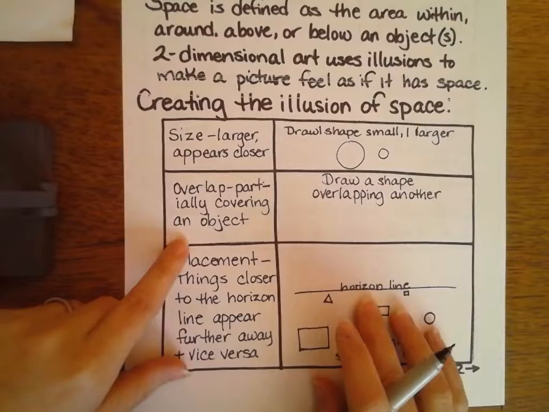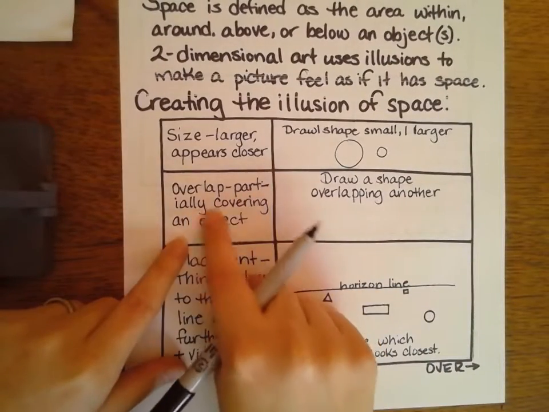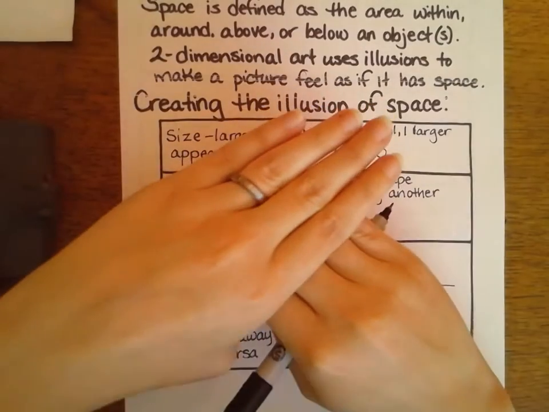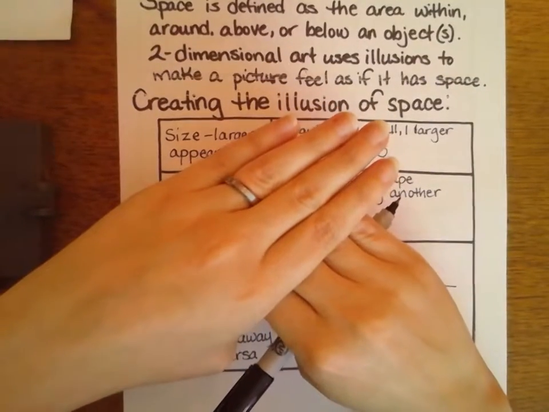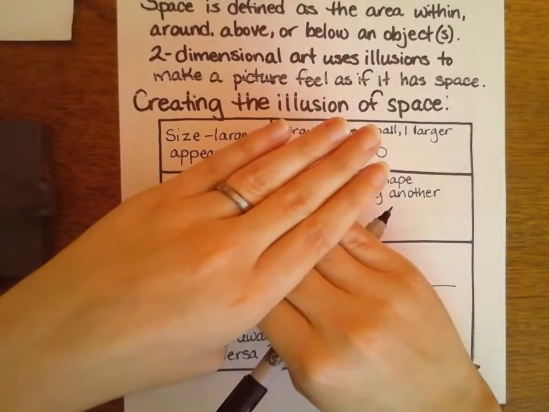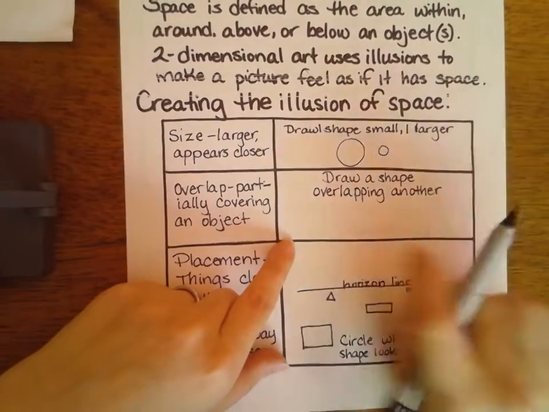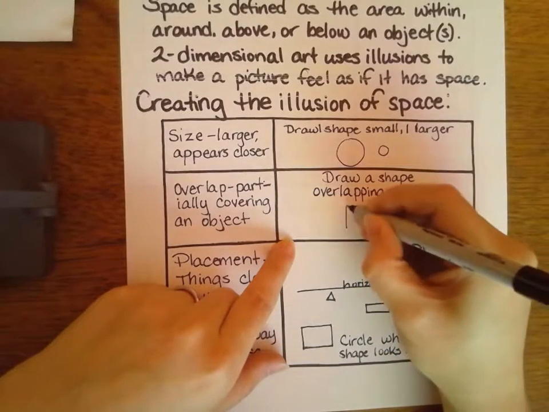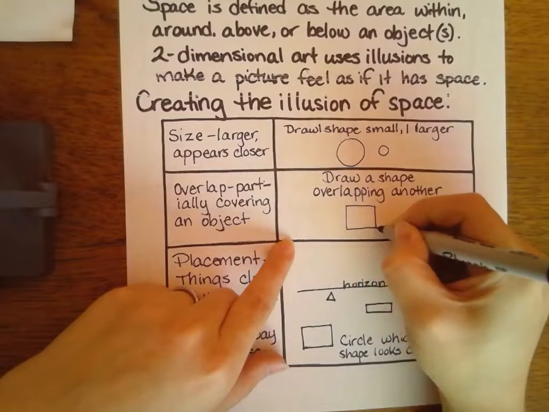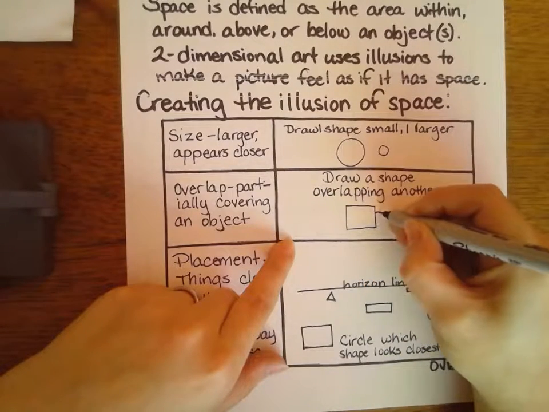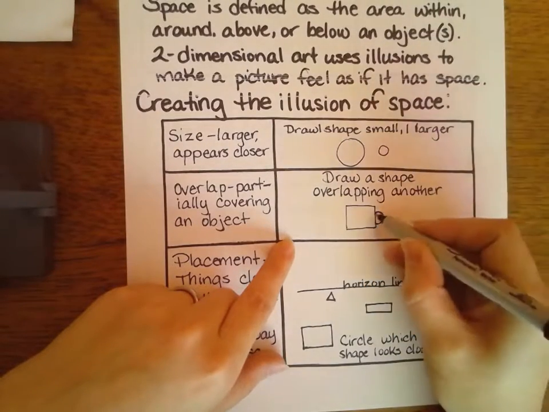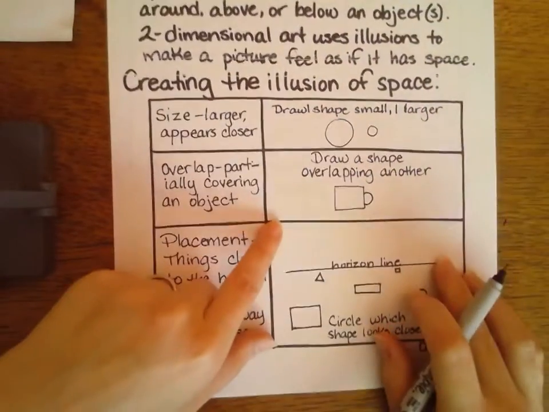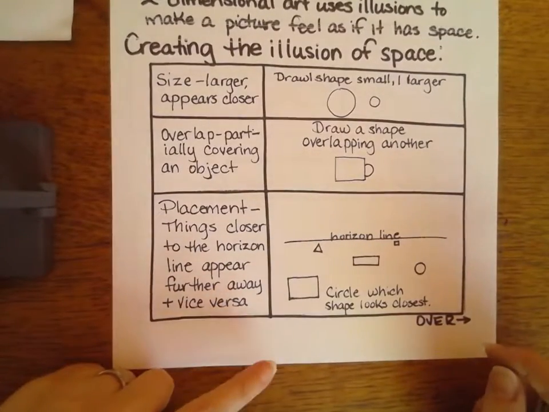Two, we have overlapping. This is partially covering an object. If I have my hands overlapped, I know that I have two hands here, but at the same time, part of it I can't see. So, for instance, we are going to take a shape and overlap it with another. I'm going to take this rectangle and overlap it with part of a circle. I know that that circle's there, but at the same time it got cut off by the edge of this rectangular square.